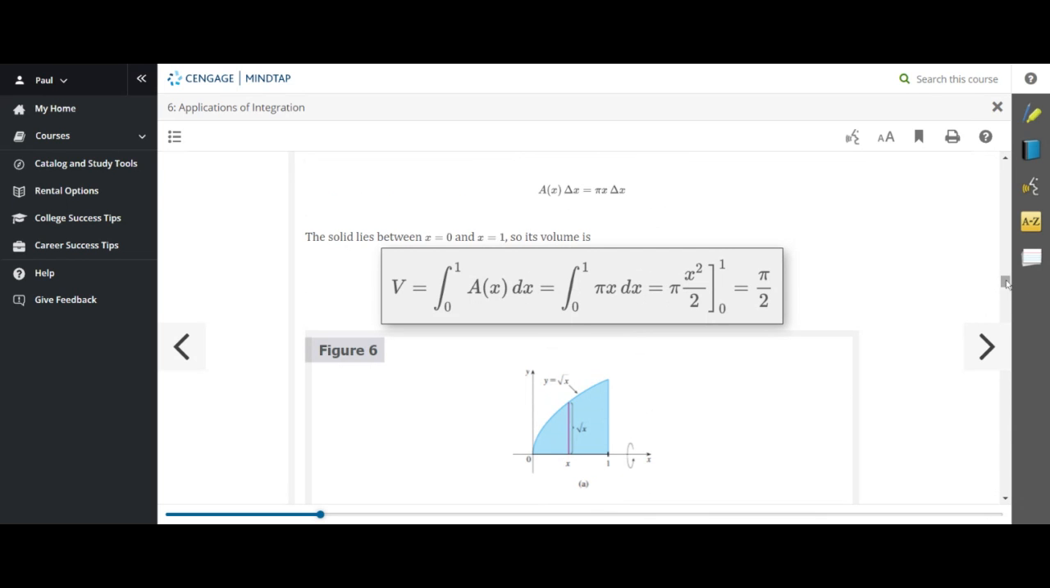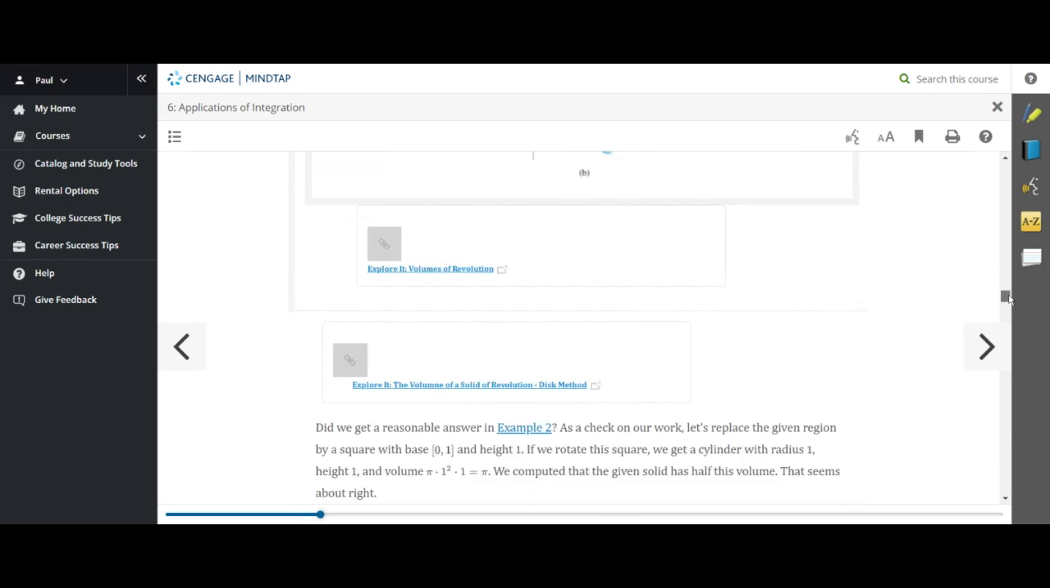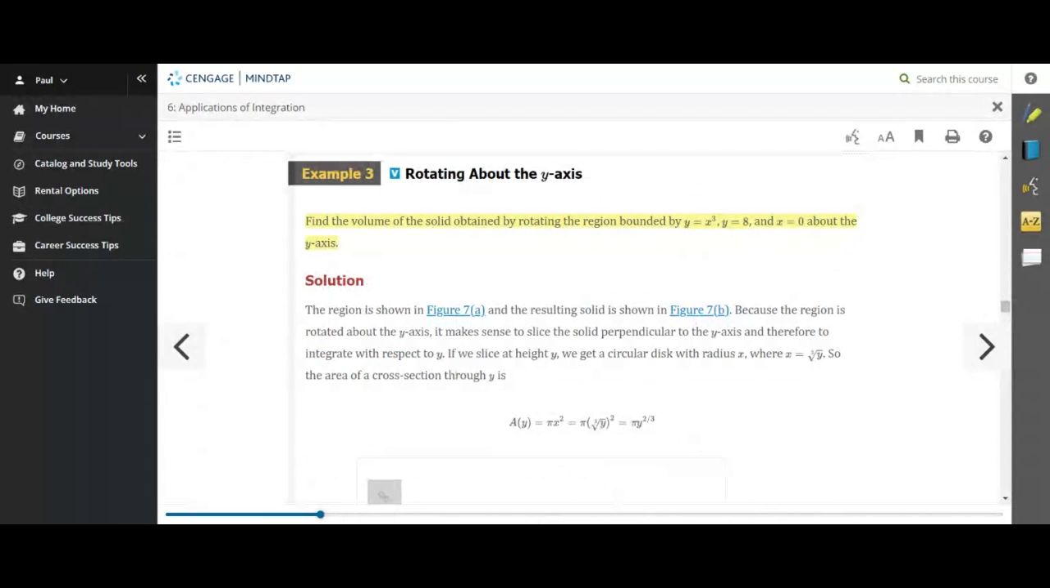And incidentally, we can do this if we wanted to rotate a solid about the y-axis, we could do that too.